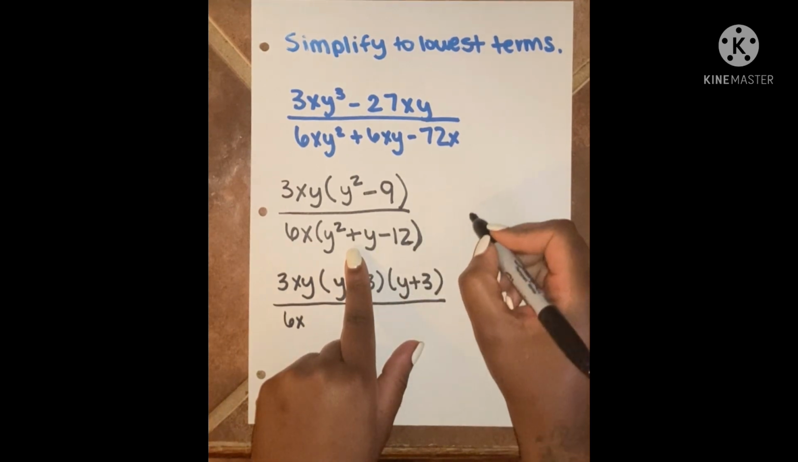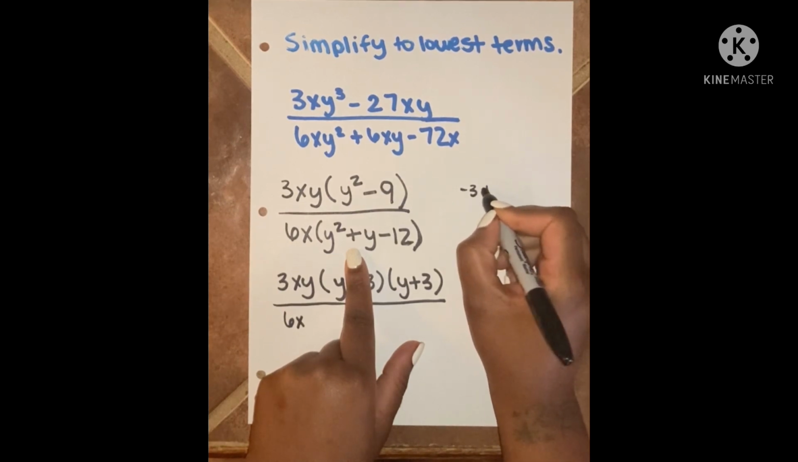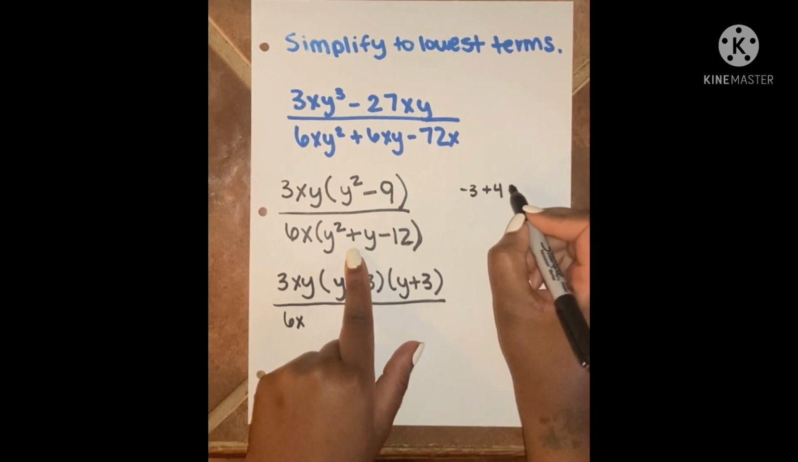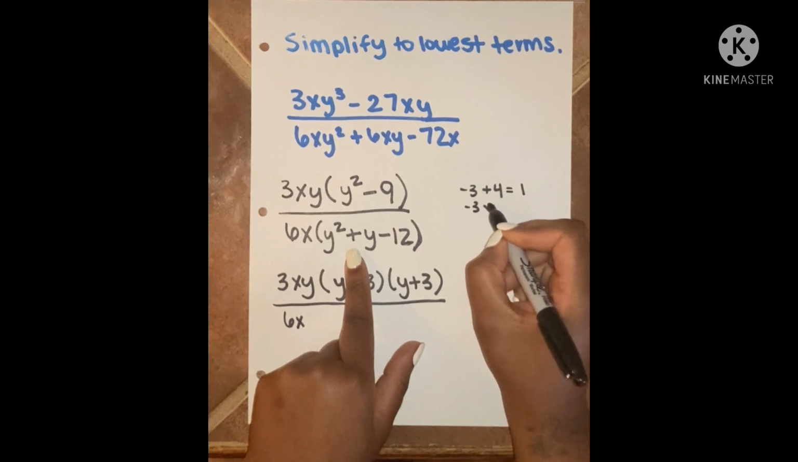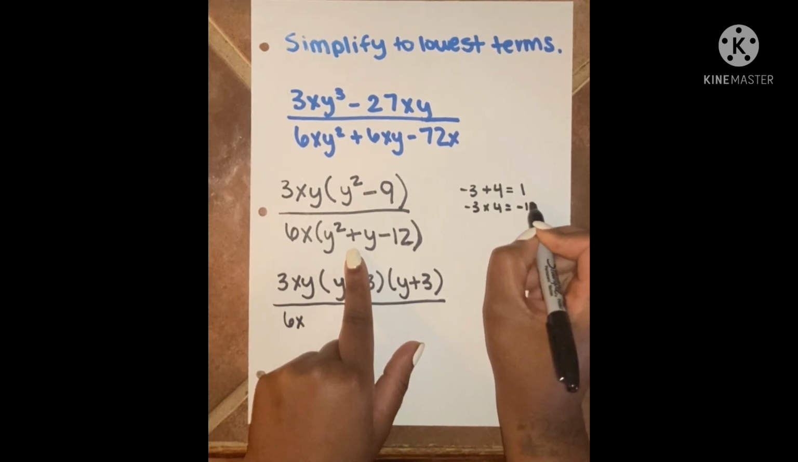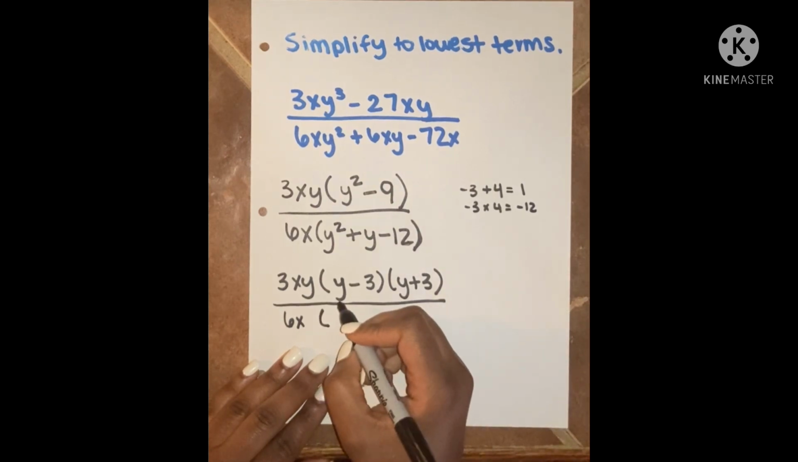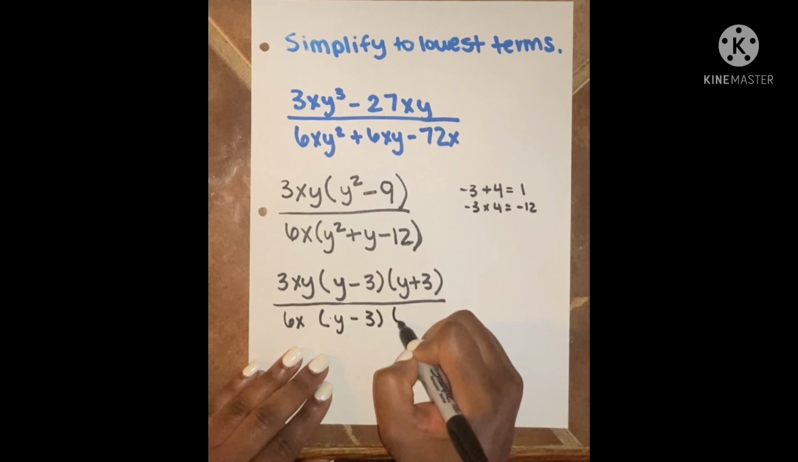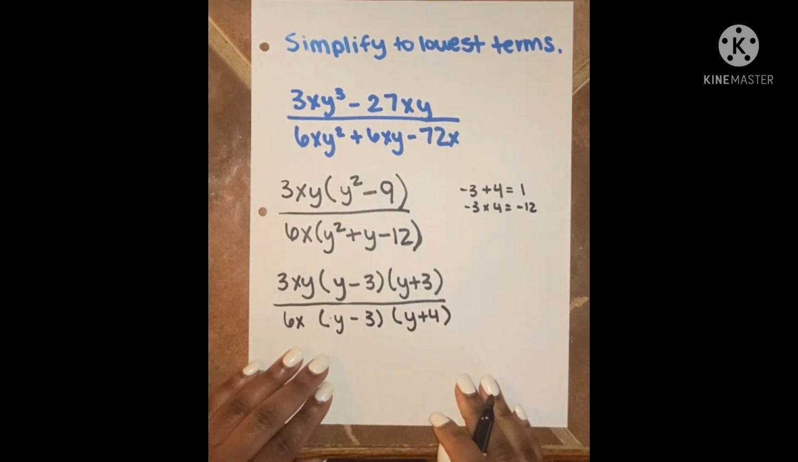So we're going to go with a negative 3 and a positive 4. We know that negative 3 plus 4 gives us a positive 1, and negative 3 times 4 gives us a negative 12. So those are the factors that we're going to use. We have y minus 3, and we have y plus 4. So we can start simplifying now.